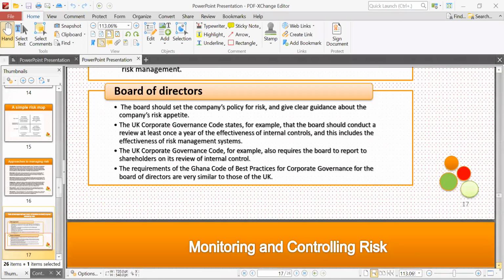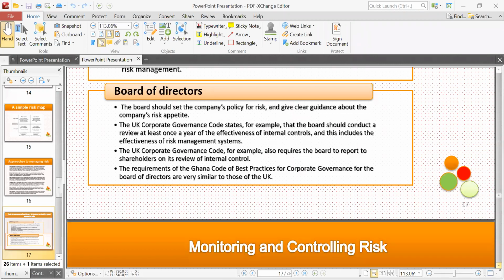But what about the board of directors? We've already stated that the board of directors are more into setting the company's policy. They are into policy for risk, and they give clear guidance about the company's risk appetite. Very, very key.